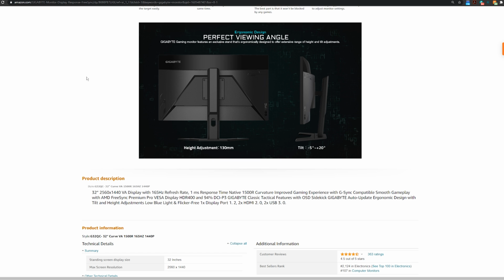So I'd say those two, if you're wary of the 1000R curve, but you still want a curve, 1500R is solid with this. And because it has the higher brightness and contrast ratio, I think the colors are going to be really, really good on this, and it's just going to get a little bit brighter if that's a concern for you. So I think those are the big ones to go with this monitor.